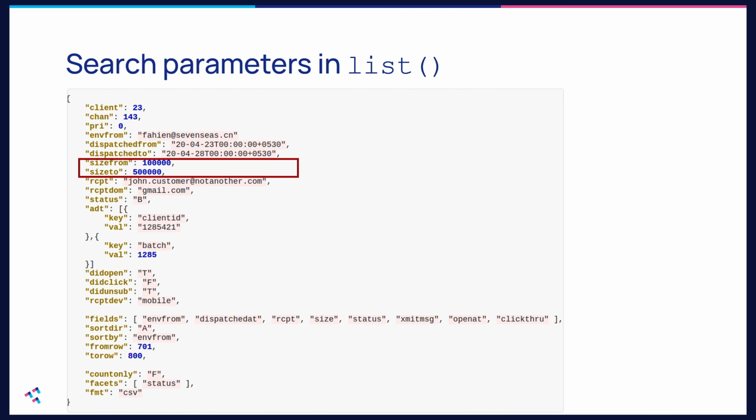So what I am trying to explain here is that there are certain filter parameters that you specify in the request which will do an exact match, like client 23. So give me those records whose client ID is 23. So that's where you're looking for an exact match.